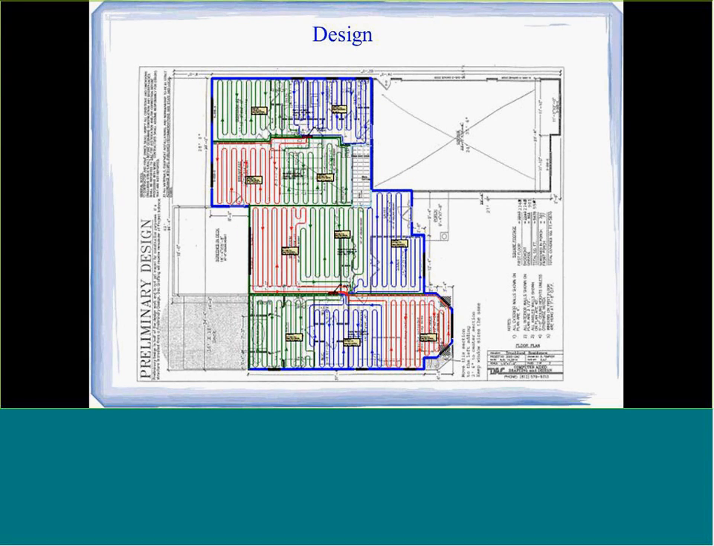Usually we try to put a manifold in an inconspicuous location, behind a door, in a closet, in a utility room, somewhere out of the way where you won't be looking at an access panel. Typically they put the manifolds between the walls and put an access panel over it so that you can get in and make adjustments and do any maintenance that you need to do. So a drawing like this is always great to see come in. Makes life a lot easier.